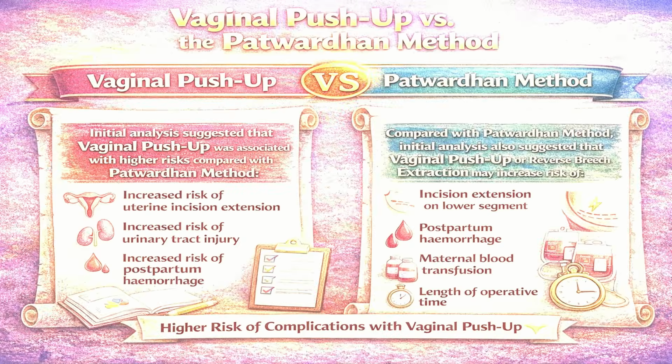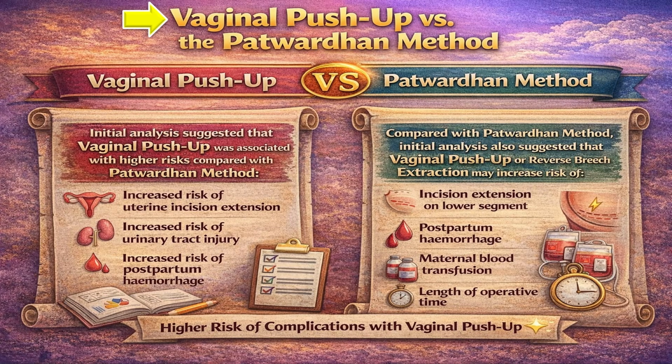Now, this chart explains the vaginal push-up versus the Patwardhan method. Initial analysis suggested that vaginal push-up was associated with increased risk of uterine incision extension, urinary tract injury, and postpartum hemorrhage. Compared with the Patwardhan method, initial analysis also suggested that vaginal push-up or reverse breech extraction may increase the risk of incision extension on the lower segment, postpartum hemorrhage, maternal blood transfusion, and length of operative time. So there is a high risk of complications with the vaginal push-up method.